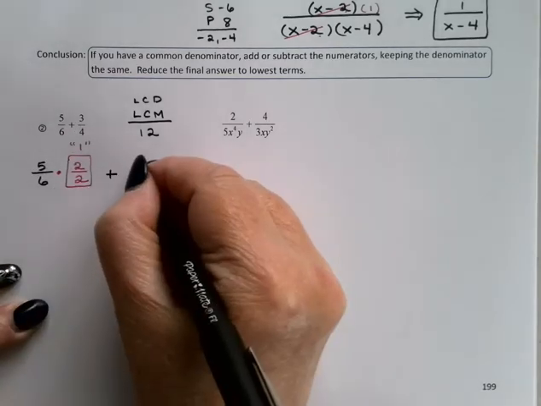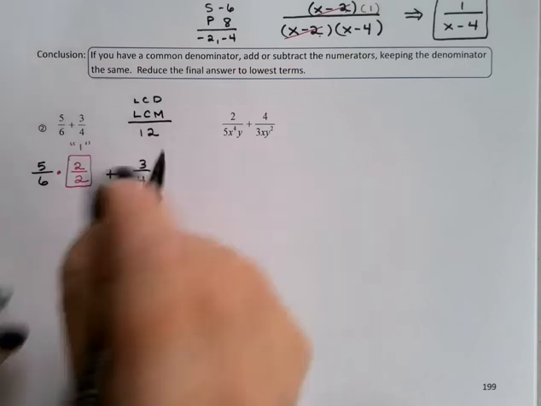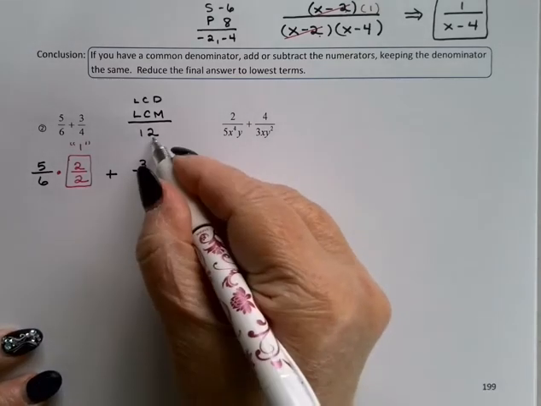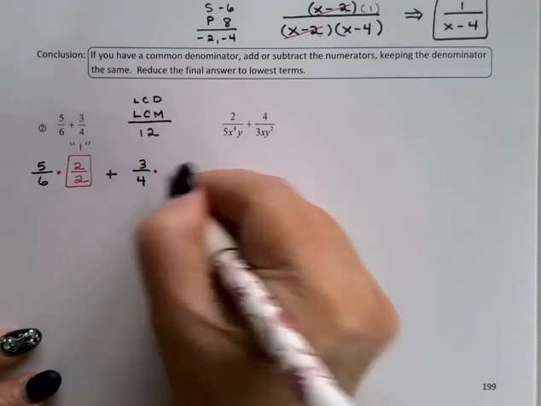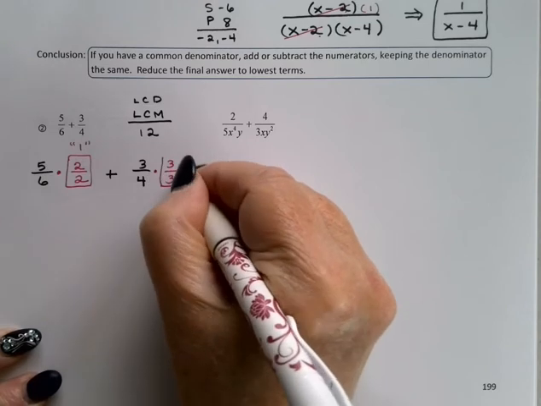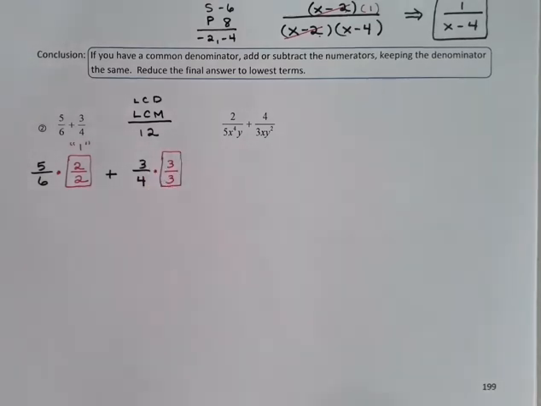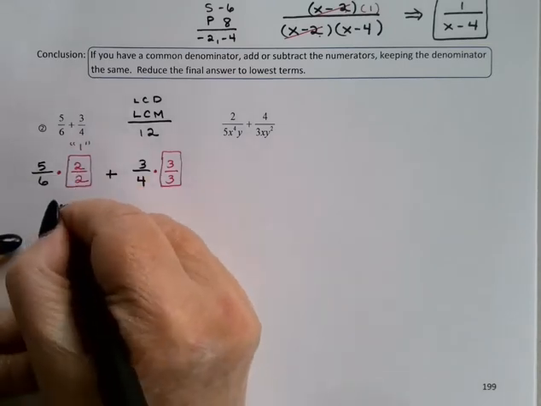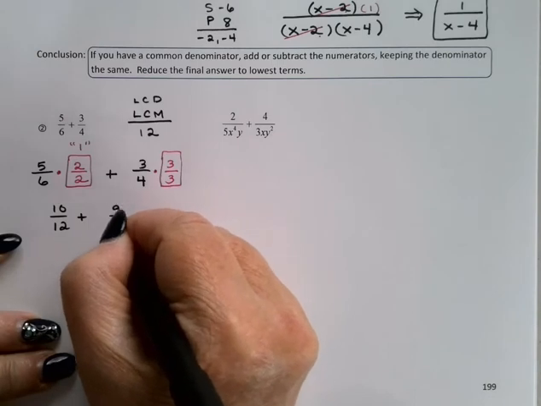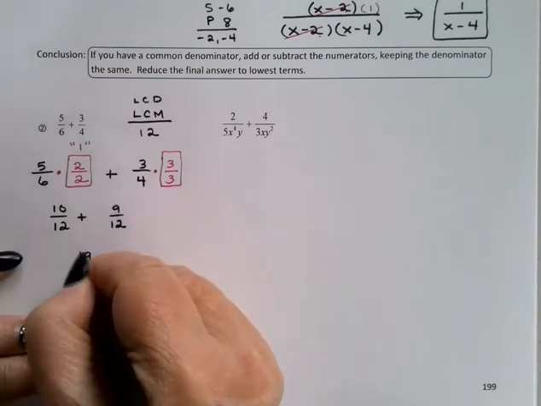I have to think similarly with the 3/4. I have to think, how am I going to turn that 4 into 12? I need to multiply by 3, but that has to be a form of 1, so I'll actually multiply by 3/3. I've now got 10/12 plus 9/12, or 19/12.